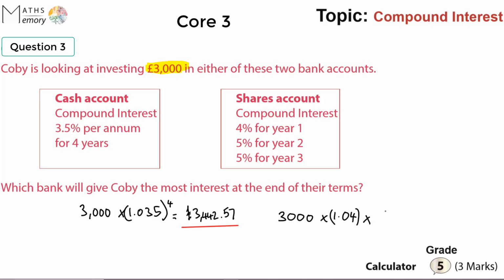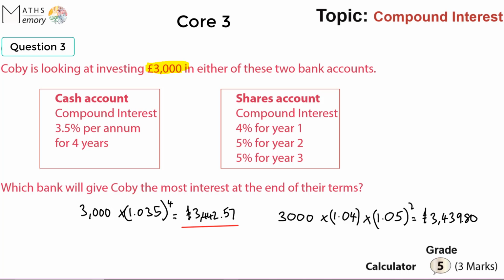Now, instead of writing 1.05 times 1.05, we'll just write 1.05 squared, okay? Because at 2 years, it'll save you a bit of time. So this answer will be £3,439.80. That's how much it'd make over there.